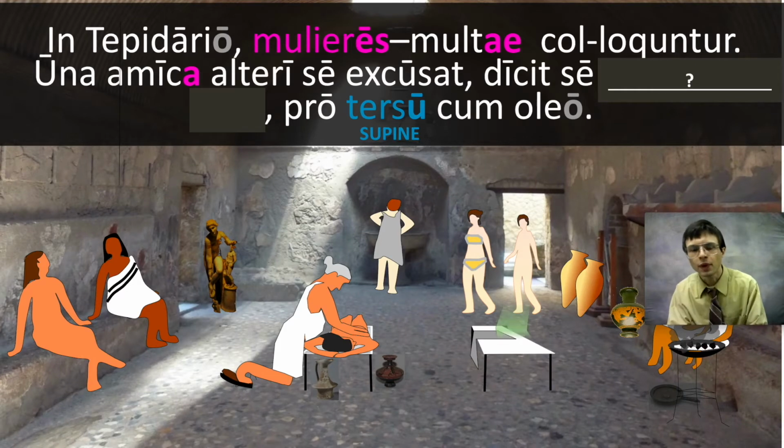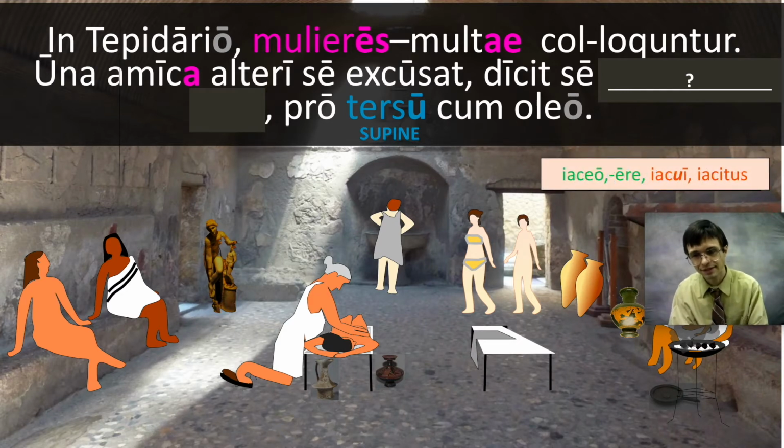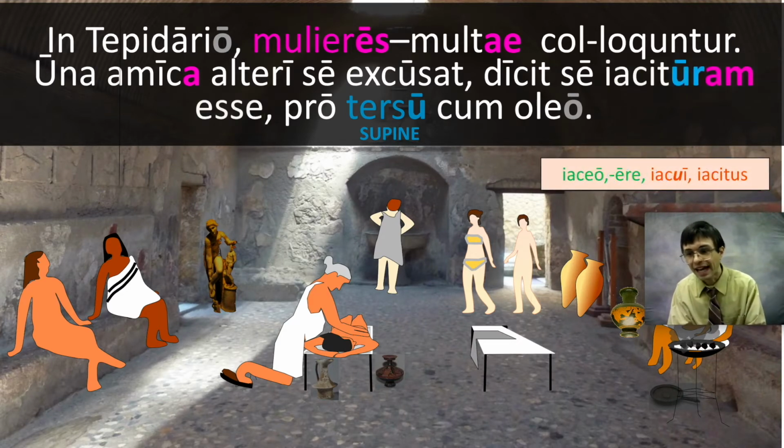In the warm room, many women chat. One friend to the other excuses herself, says herself to be going to blank for a rub down with oil. English, to be going to lie down. Latin, jacituram esse. Give yourself a pat on the back if you got that one.